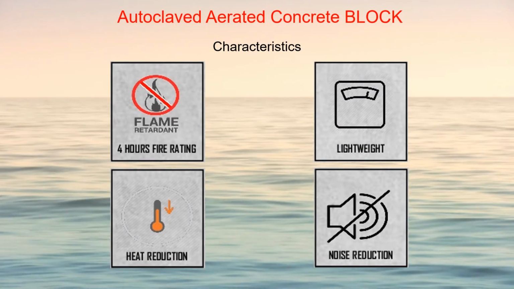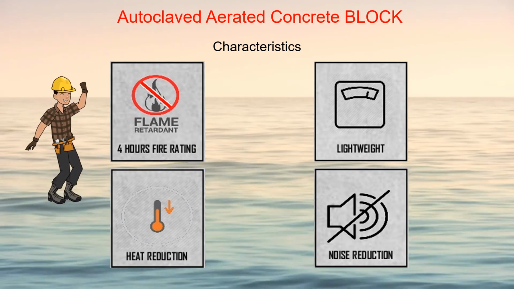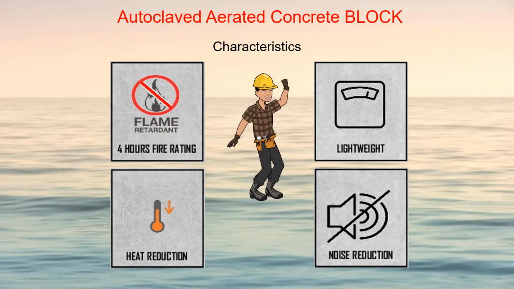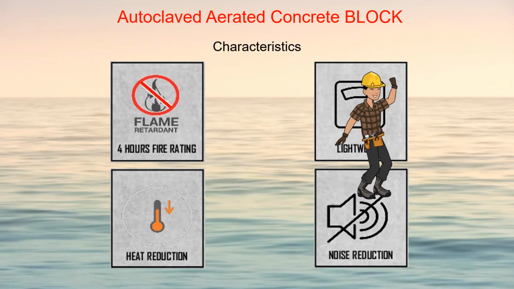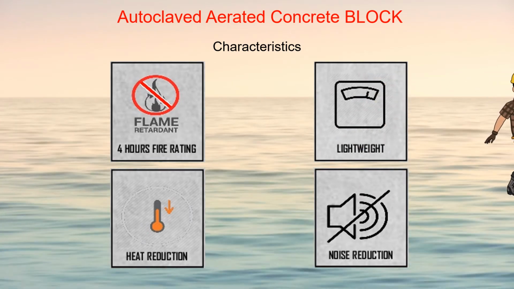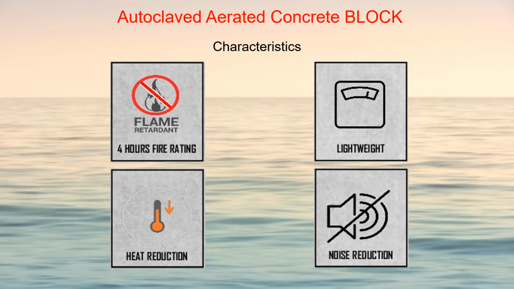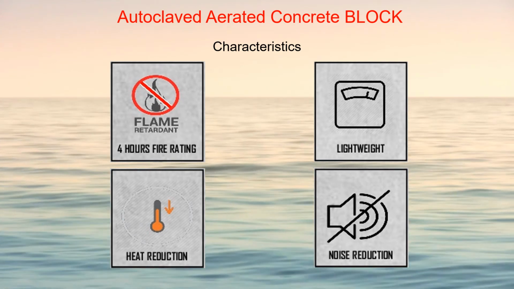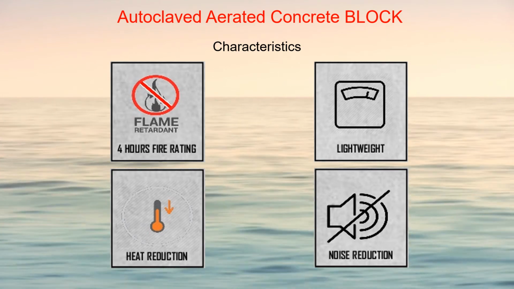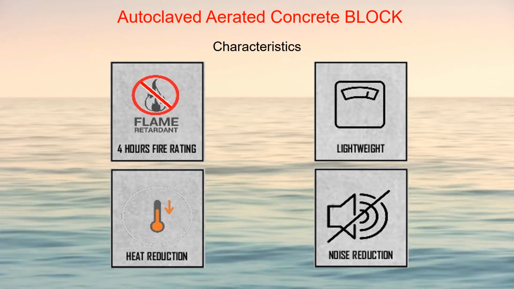The characteristics of AAC blocks, such as number 1, fire resistance. The blocks can hold fire for a duration of 240 minutes or equivalent to 4 hours. Number 2, lightweight. It is lighter than any conventional brick at 490 kg per meter cube. Number 3, heat reduction. It provides natural protection against heat. Number 4, noise reduction. The blocks provide good sound insulation.